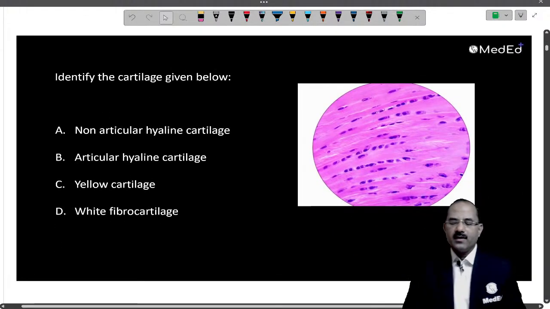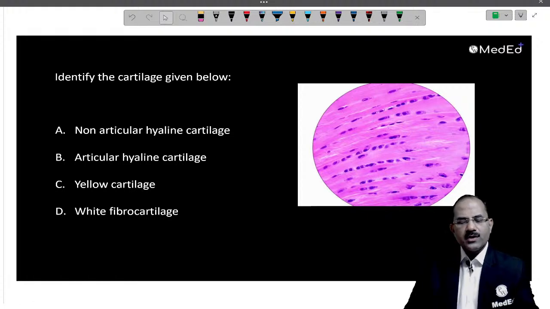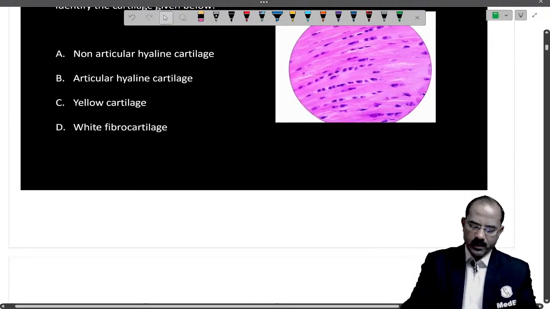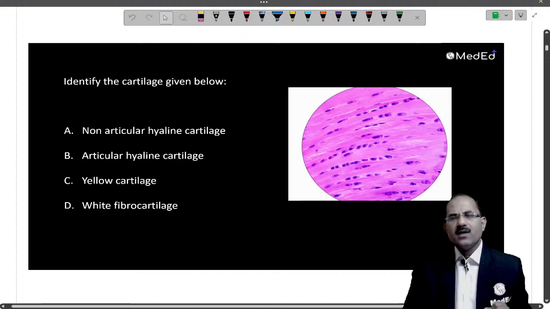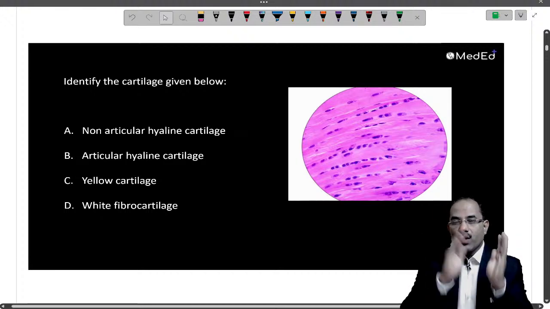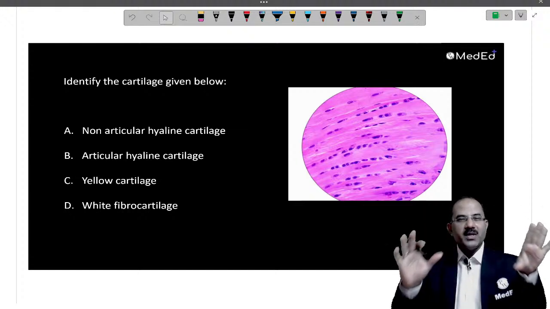Identify the cartilage given below. Any guesses? So what are the three types of cartilage? Histologically, how do you identify cartilage? There are three cartilages. One is hyaline cartilage, the second is yellow elastic, and the third is white fibrocartilage. Hyaline, yellow elastic, and white fibrocartilage. Now what do you have in the cartilage? You've got chondrocytes, right? Chondrocytes. And there's a ground substance, the matrix.